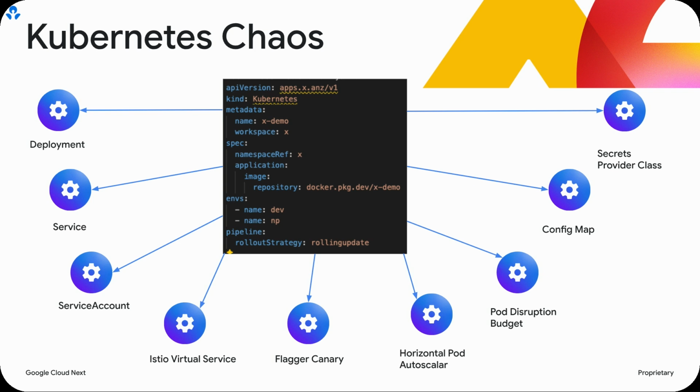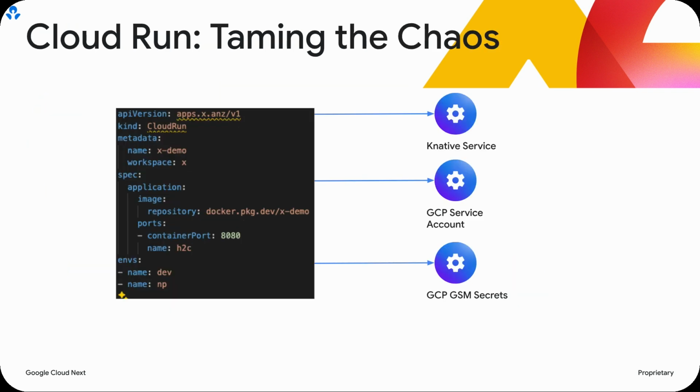That's where Cloud Run comes in to tame the chaos. The equivalent slide on Cloud Run is just creating a Knative service, creating a GCP service account, and a GSM secret for your application to consume. Now, this becomes much easier for the developers to understand and troubleshoot, which makes their life much easier.